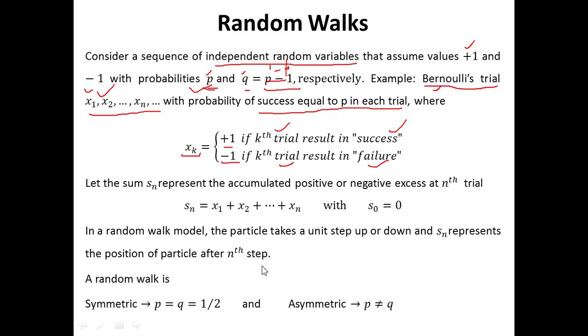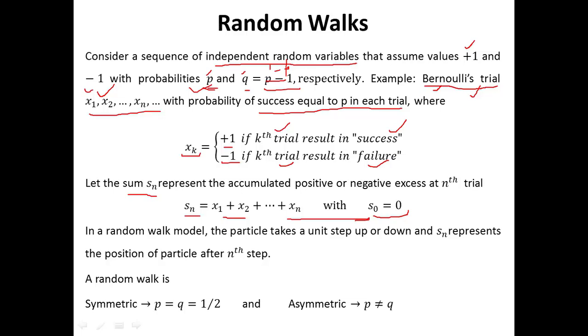So random walk model is actually used to find out the accumulated positive or negative excess at nth trial by using this Bernoulli trial. So to get that accumulated positive or negative, let us say we consider the sum Sn, where Sn is defined as x1 plus x2 plus up to xn with the starting point s0 equals to 0.